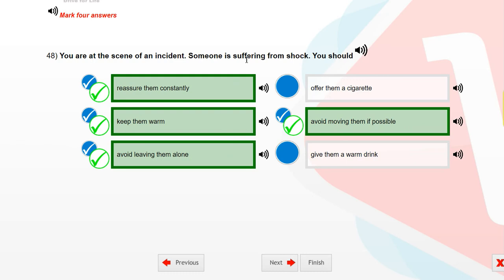You are at the scene of an incident. Someone is suffering from shock. You should reassure them constantly. Keep them warm. Avoid leaving them alone. Avoid moving them if possible.